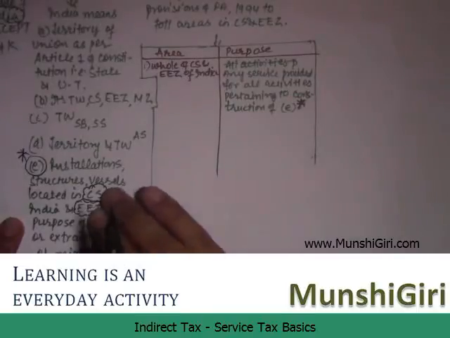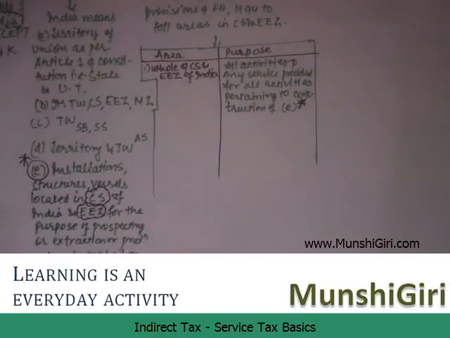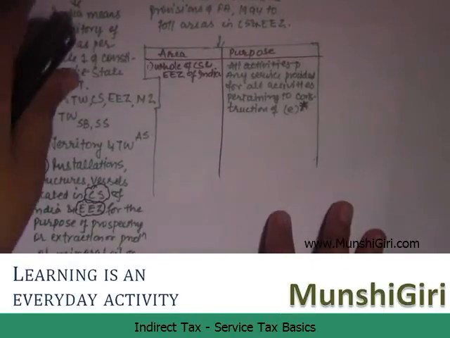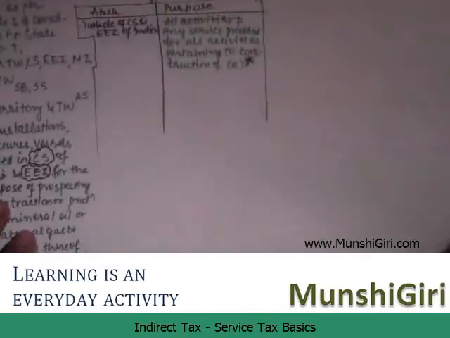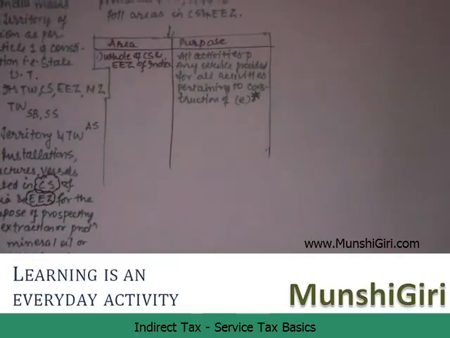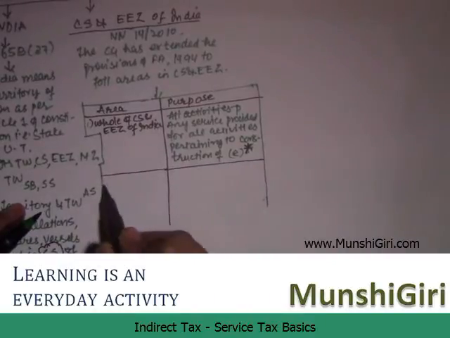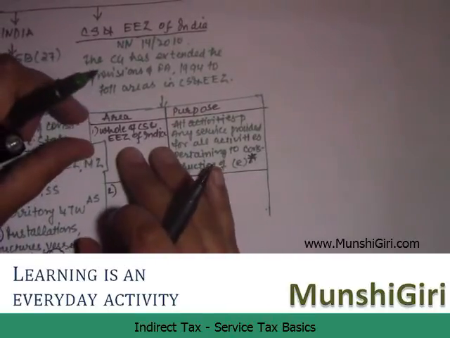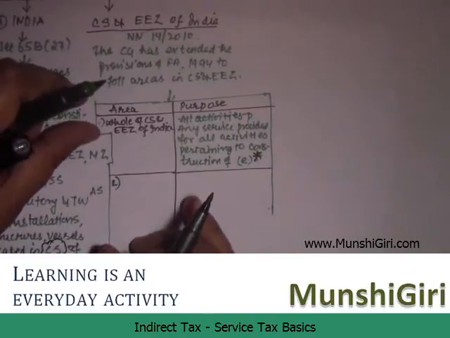For the continental shelf and EEZ, we are seeing this thing only. So you can skip this part for the purpose of prospecting or extraction or production of mineral oil and supply of natural gas thereof. Now this was the area: whole of continental shelf and exclusive economic zone of India. Coming to the second part, first we were covering the whole of continental shelf and EEZ, and now we are covering only the installation, structures, etc.